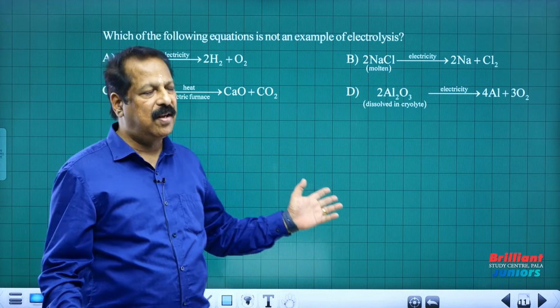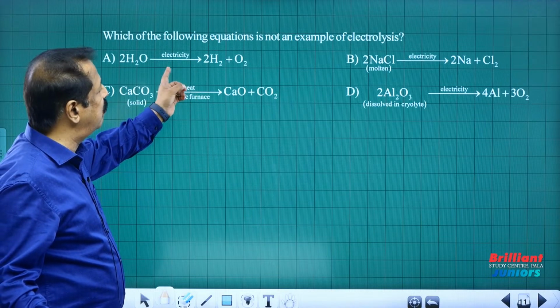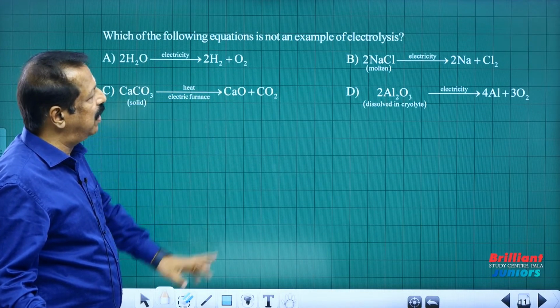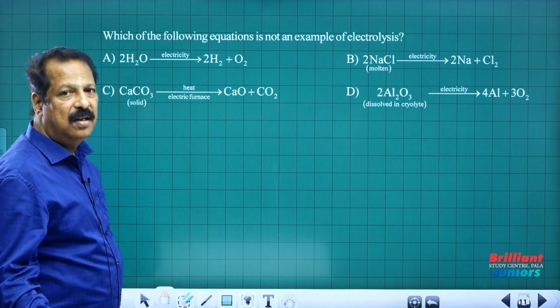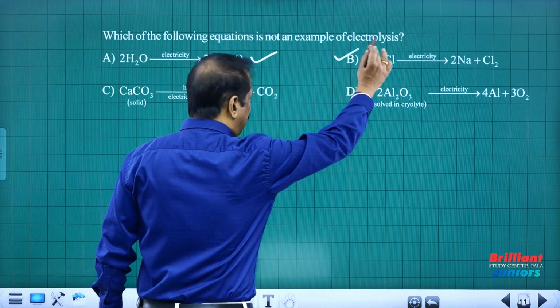So here we will see what is electrolysis. First one, water on electricity, we will get hydrogen and oxygen. Second one, molten NaCl, electricity, Na and Cl2. So this is an example of electrolysis. This is another example of electrolysis.